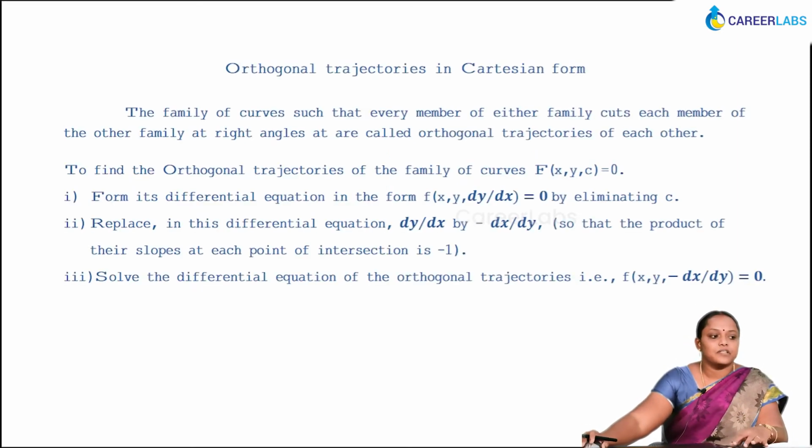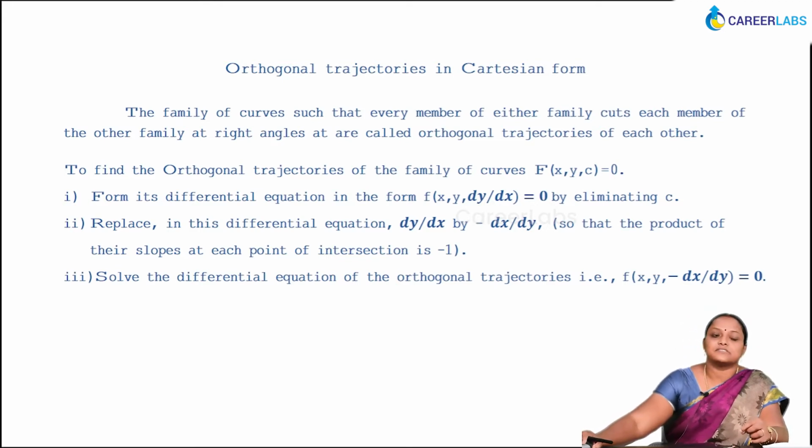Here, the family of curves such that every member of either family cuts each member of the other family at right angles are called orthogonal trajectories of each other. To find the orthogonal trajectories of the family of curves f of x, y, c equal to 0, first form the differential equation. It will be of the form a function of x, y, dy by dx equal to 0, so that obviously the constant c will be eliminated.